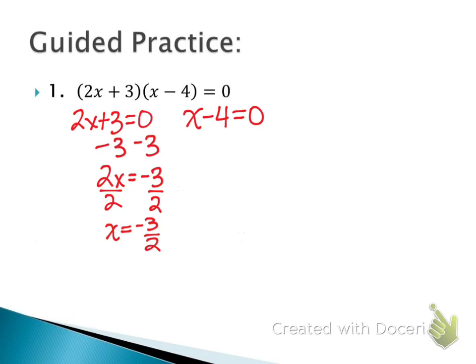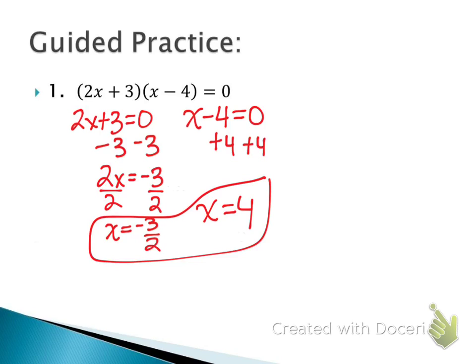Not here. Jamal, how do I solve the other one? Add 4 to both sides. X equals. Good. X equals 4. And then we've got our two answers. Questions about the first one? Okay.